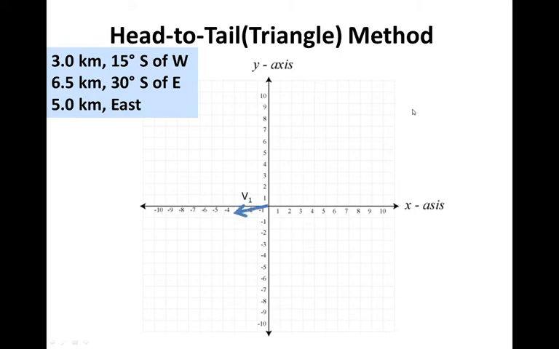So we have vector 1, 3.0 kilometers, 15 degrees south of west. Then we have 6.5 kilometers, 30 degrees south of east, then we have 5 kilometers east. The resultant vector is always from the starting point to the end point. So that's the resultant. Again, to determine the resultant, you are going to measure using your ruler, and your protractor for the angle.